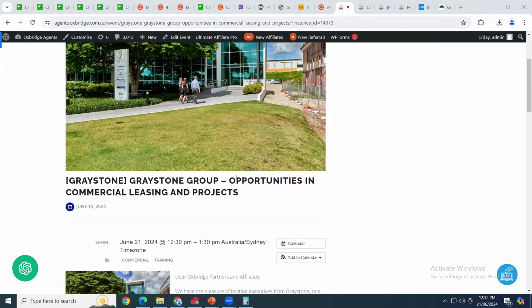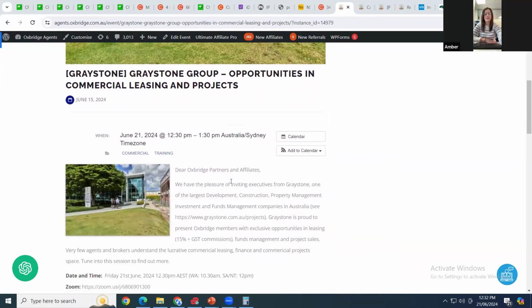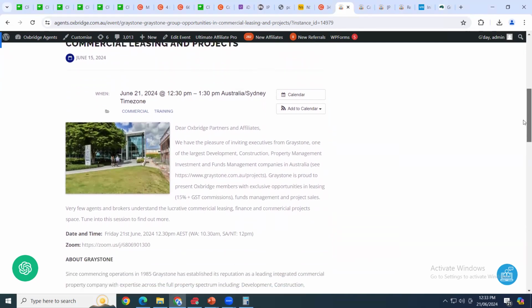Obviously we know your directors quite well. We've done a few things with your fund. There's a fund that probably our existing members would know. Graystone is not just a developer, property manager, construction, they do everything, but it's also a fund. We've done a few things together with the fund. Stronghold is the name of the fund.